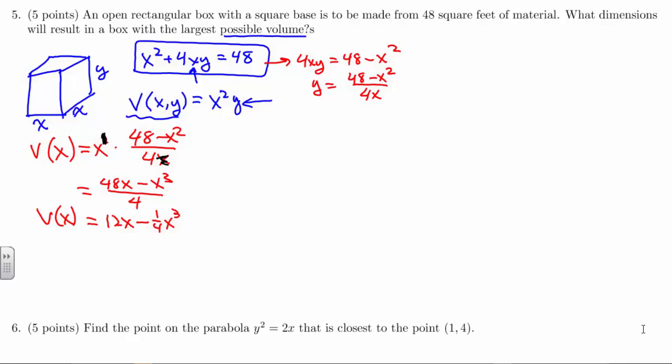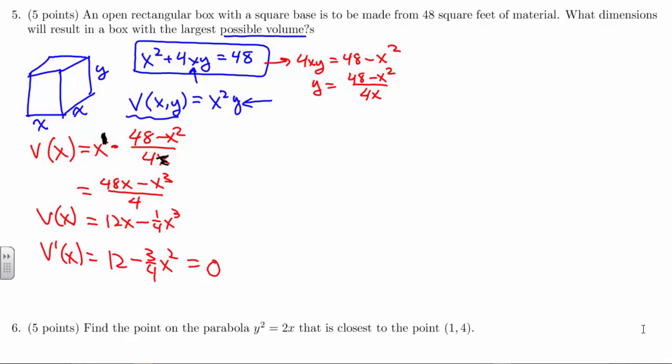Can I? Well, I was multiplying the 2. Yeah, I think those are both legit moves. Right? Now, what's our typical next step? Take the derivative, set it equal to 0. So let's find out what v prime of x is. It is 12 minus 3 quarters x squared. Double check that for me, please. Let's set that equal to 0.